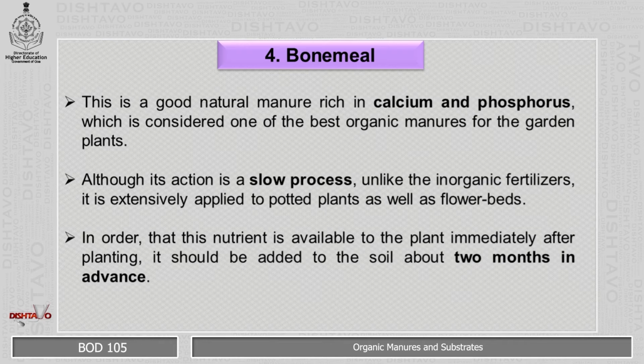Bone meal. This is a good natural manure rich in calcium and phosphorus, which is considered one of the best organic manures for the garden plants. Although its action is a slow process, unlike the inorganic fertilizers, it is extensively applied to potted plants as well as flower beds. In order that this nutrient is available to the plant immediately after planting, it should be added to the soil about 2 months in advance.